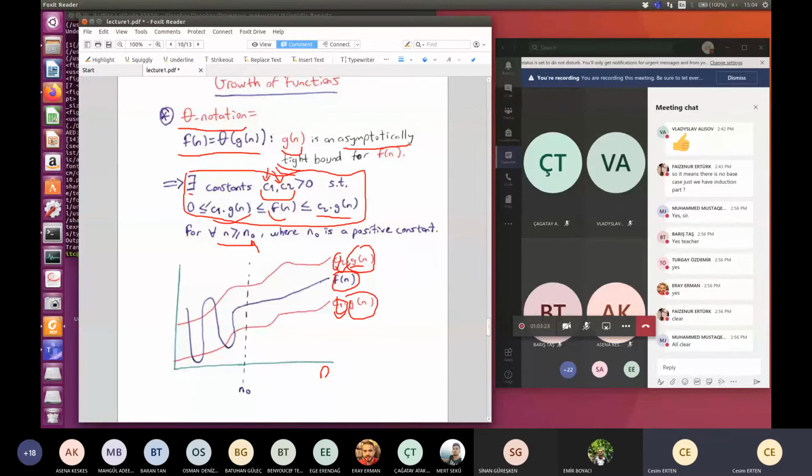Is there anything we need to repeat regarding the formal definition of the theta notation? Is this part clear?